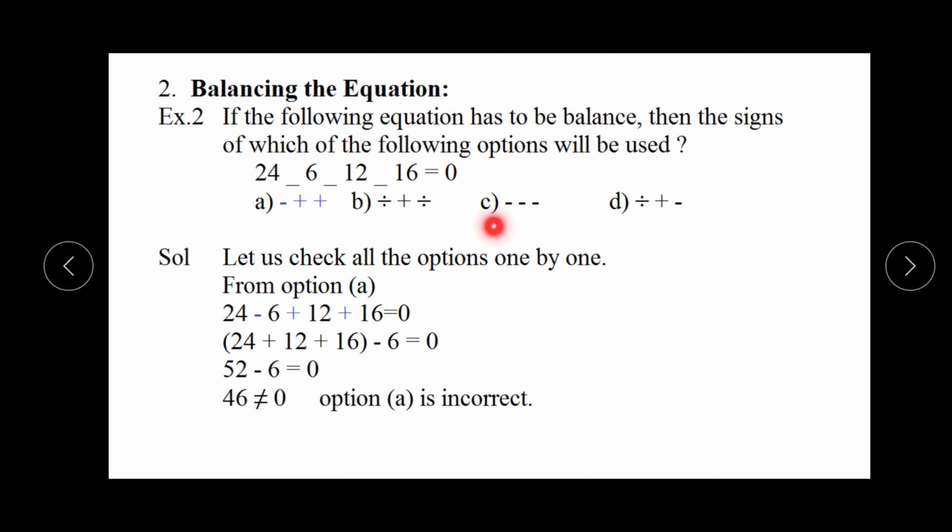When we put the signs which are given in the alternatives, one by one we will check which option is correct for this equation, when the equation becomes equal to 0. First we will take option A. If we place the signs given in option A, 24 minus 6 plus 12, and in the third again plus. When we solve this, it will equal 52 minus 6, which is 46, which is not equal to 0. It means this is not the balanced equation by option 1.